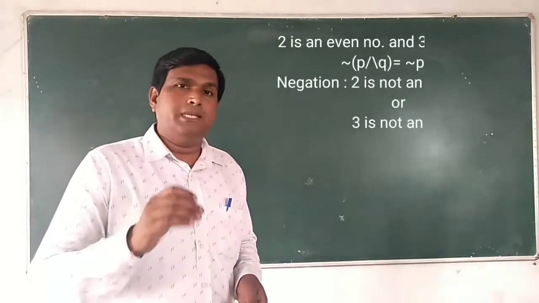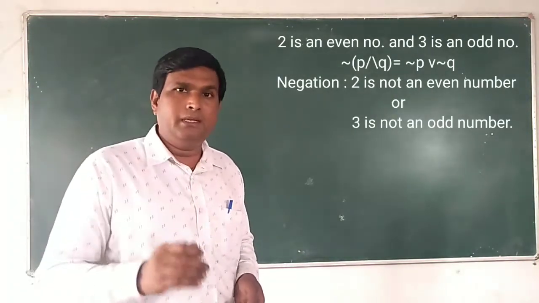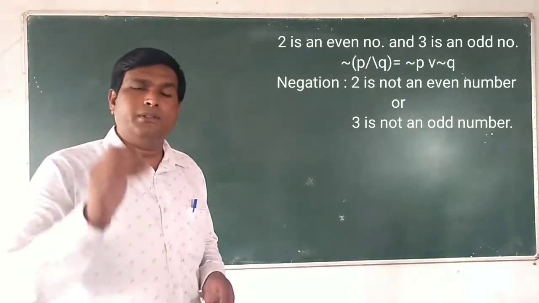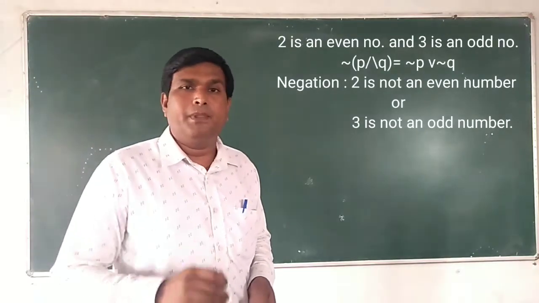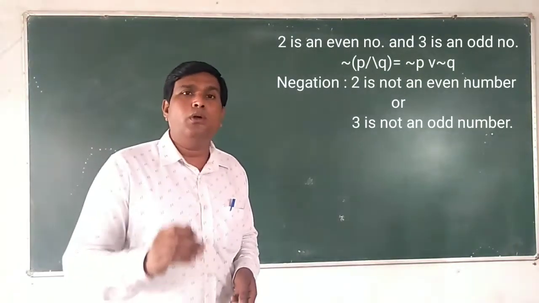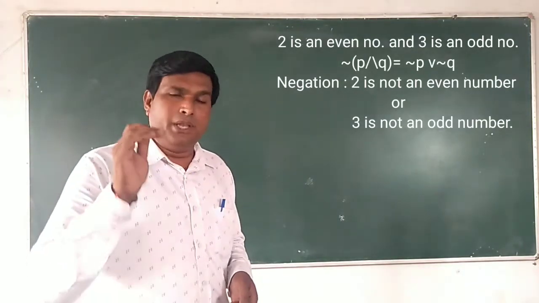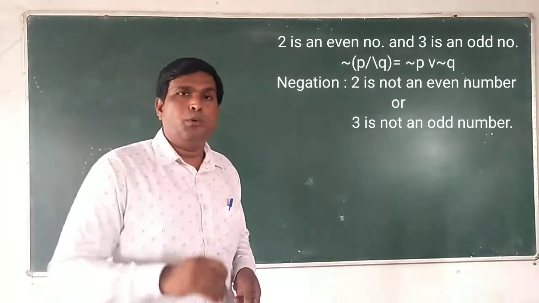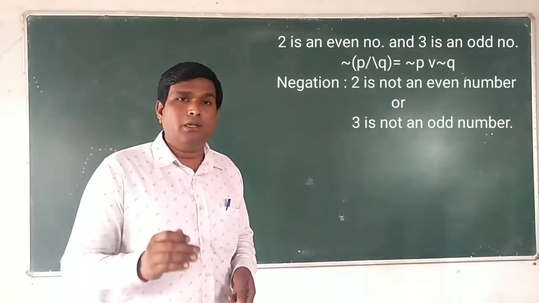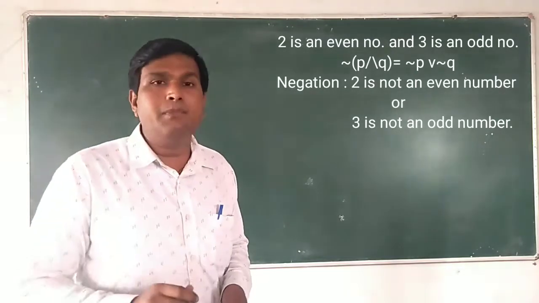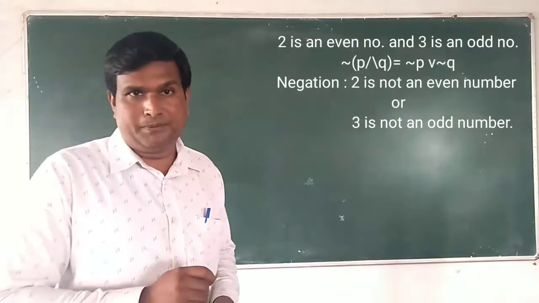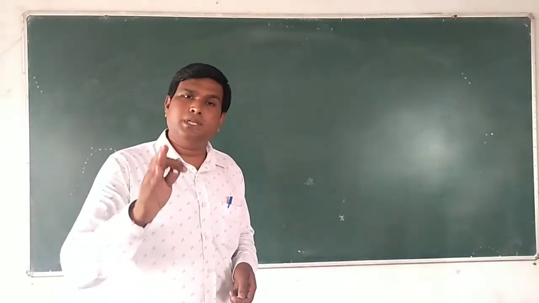Suppose 2 is an even number and 3 is an odd number. We are to find the negation of this compound statement. Now here the connective is and, so we are to follow the rule of negation of conjunction. So by this rule the negation will be 2 is not an even number or 3 is not an odd number. This is the negation of conjunction.